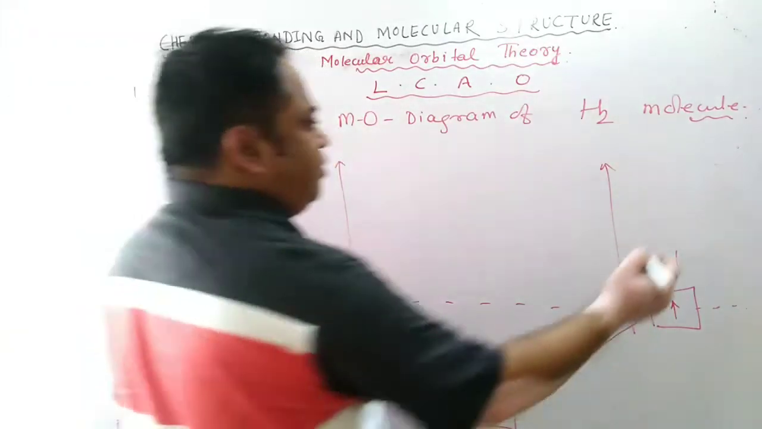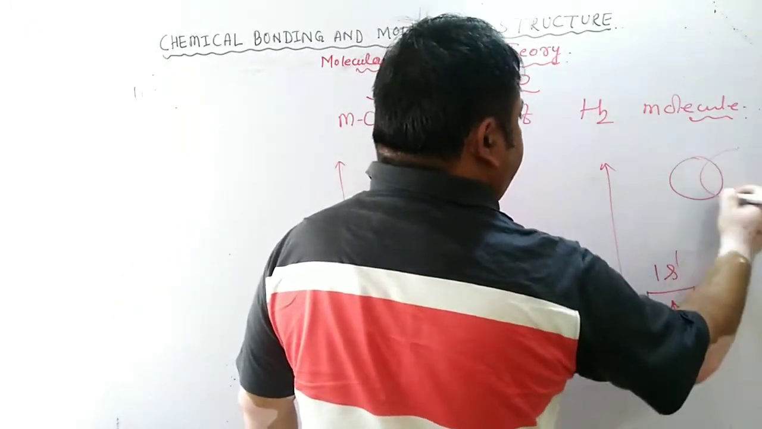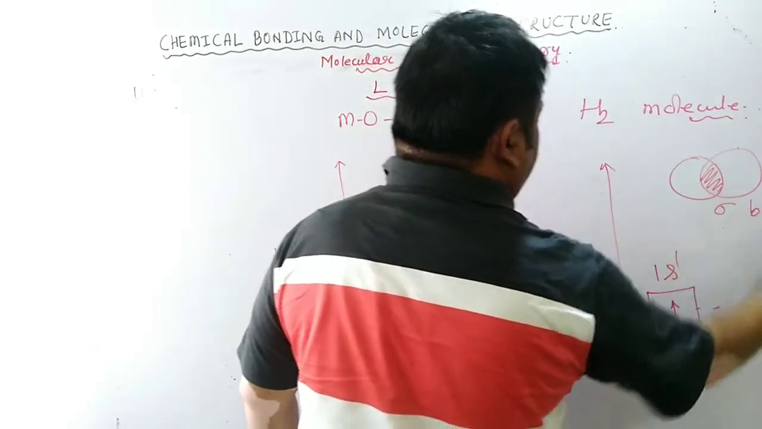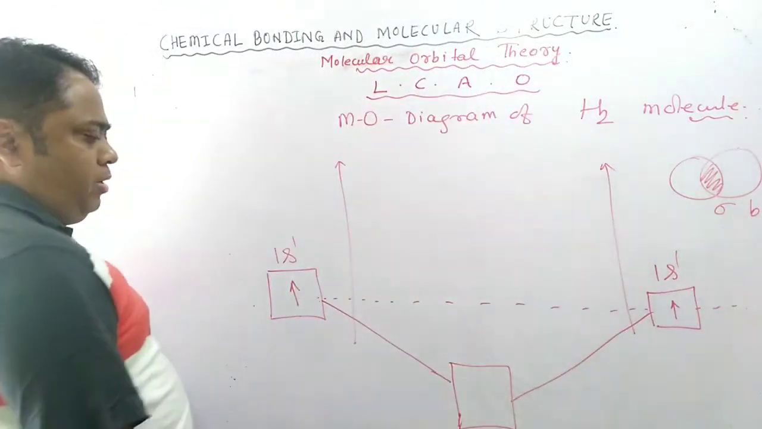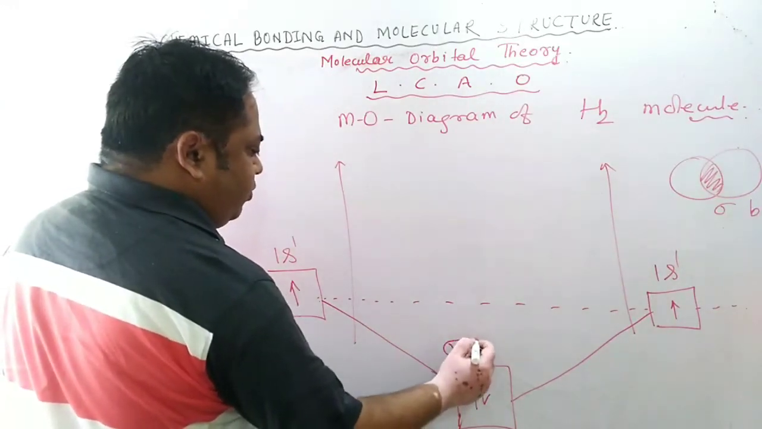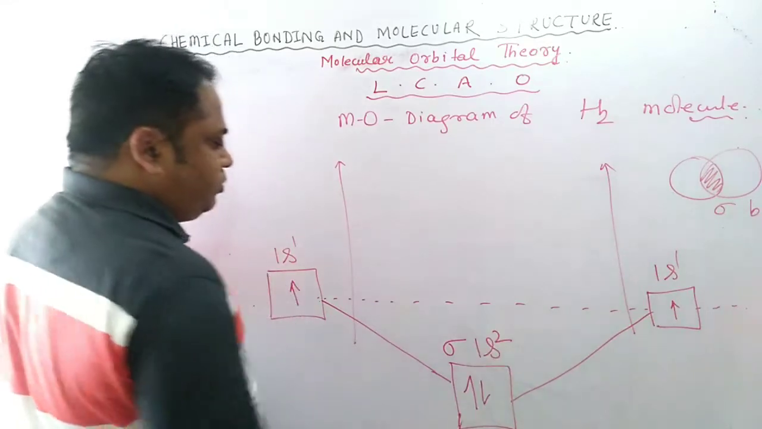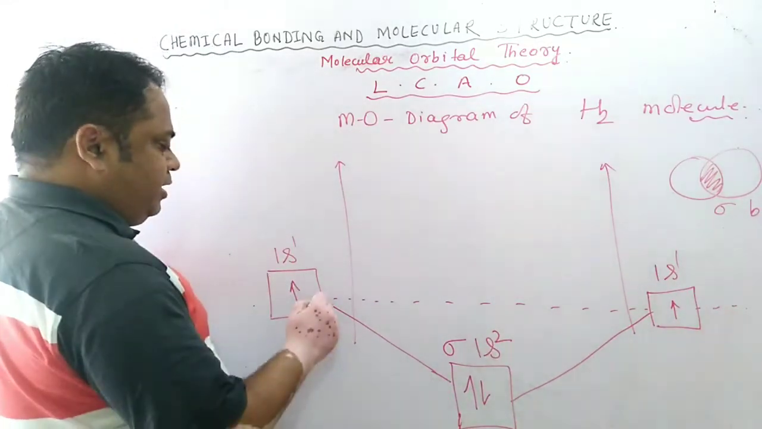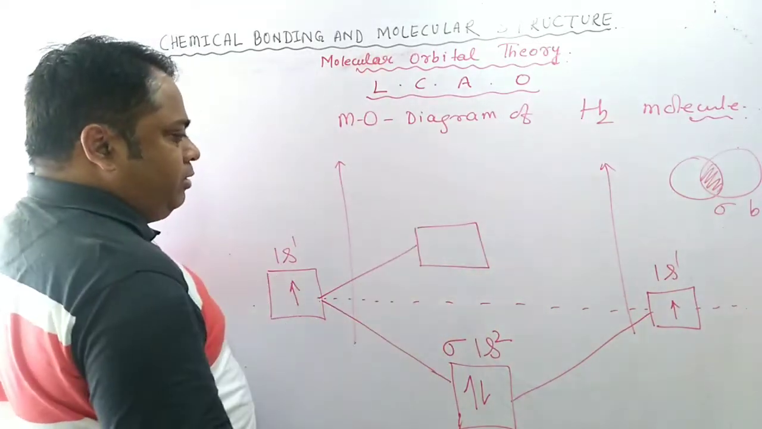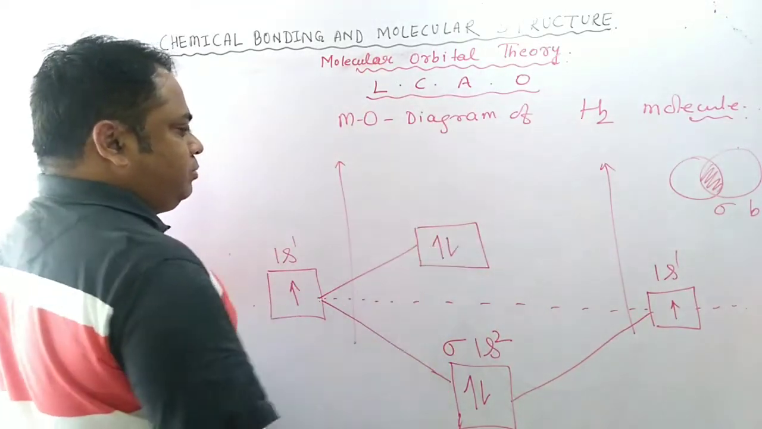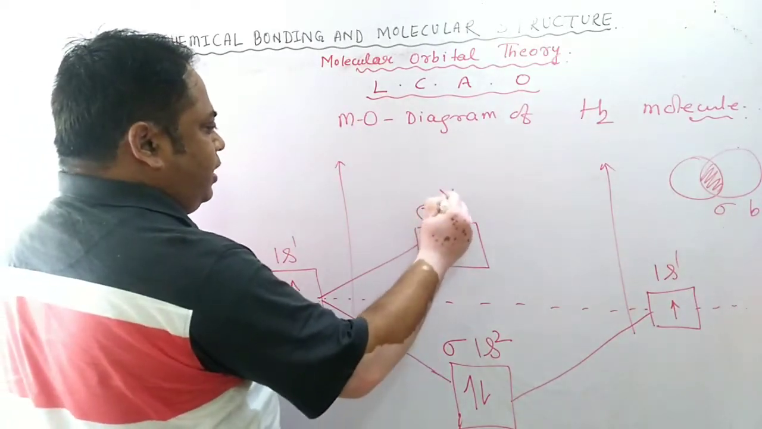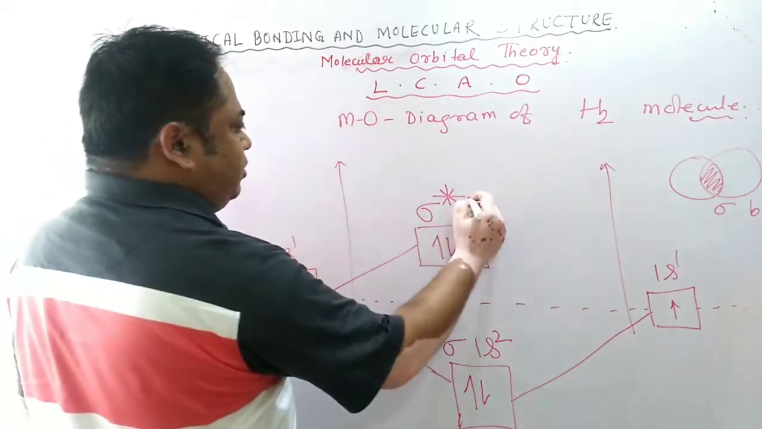What is the meaning of sigma bond formation? Two s orbitals come and overlap and they form a sigma bond. So the sigma bond is forming. So this is 1s2. What kind of 1s2? Sigma bonding 1s2. So if sigma bonding 1s2 is there, then it will also form sigma antibonding. Sigma antibonding is written as sigma star 1s2.